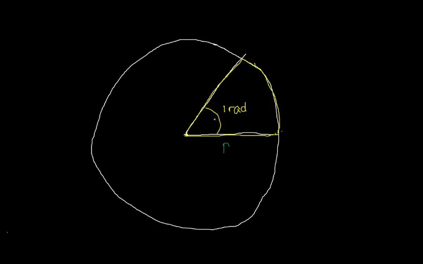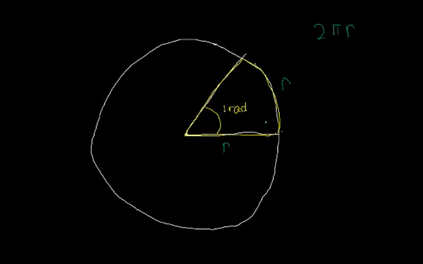And we said when this angle here is 1 radian, then the radius and the arc are the same length. What does that mean? The arc is the same length as the radius. So I can also put this arc is equal to R. But that's not what I want to know. I said that the circumference of a circle is given by the equation 2 pi r.